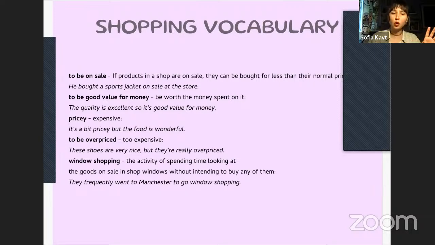So if a product is overpriced, it means that it's too expensive, that it's not actually worth the money that you have spent on it. The last one that I decided to include here is window shopping. So, if a person has no money to actually buy something, they can still go shopping, but that will be window shopping because they will be simply spending time looking at the goods in the windows without intending to buy any of them. So now let's take a look at the picture vocabulary.